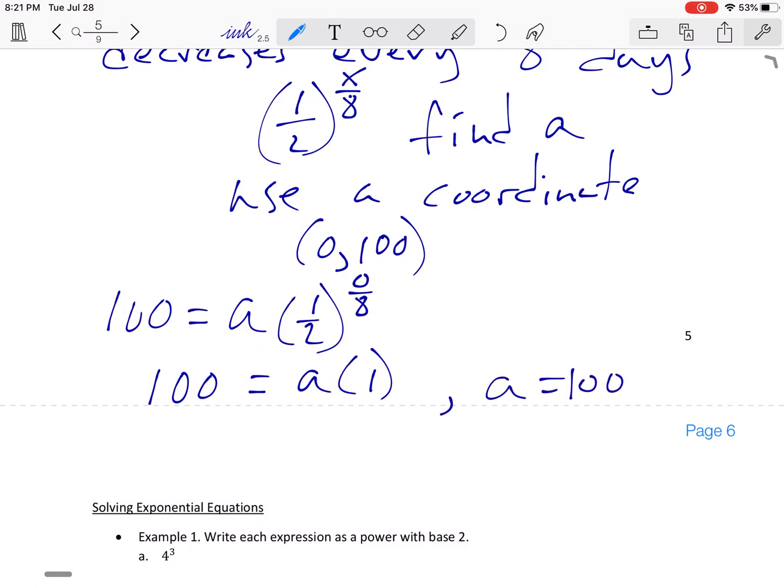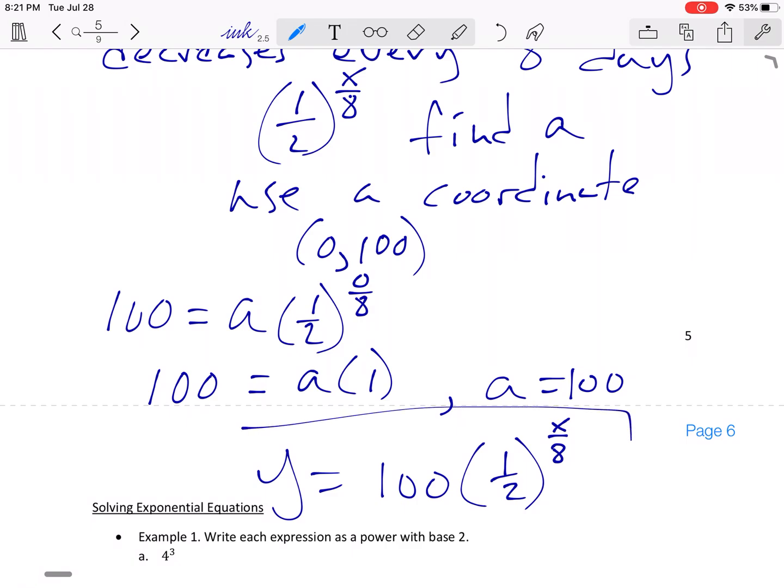So what you have here then is y equals 100 times 1/2 to the power of x over 8. And there's no translation here, so that's all you're left with. Okay, so I'll stop there, and now you can work on the corresponding questions.